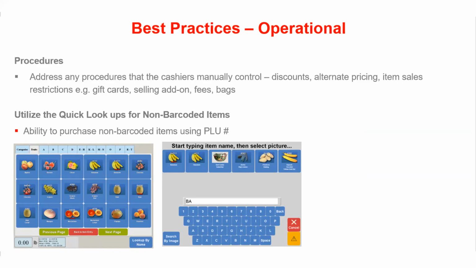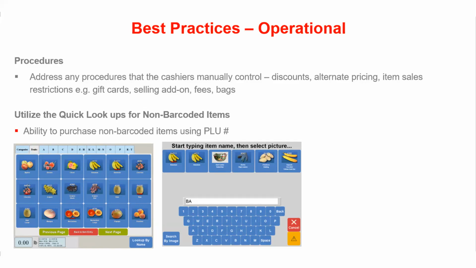Also, along with the shopper assistant, I'm going to go into the shopper assistant's best practices as well, but you want to make sure that those shopper assistants are fully aware of anything that they have to manually control. Discounts, any alternate pricing, sales restriction, gift cards, selling add-ons, fees, bags. They should be well-versed on anything that they need to handle at the self-checkout, so that they're on top of things to be able to go over and assist the customer as quickly as possible. The idea is to make it a smooth process so that the customer will want to come back and use the self-checkout. The better aware and trained that the shopper assistant is, the more likely the customers are to reuse the self-checkouts.